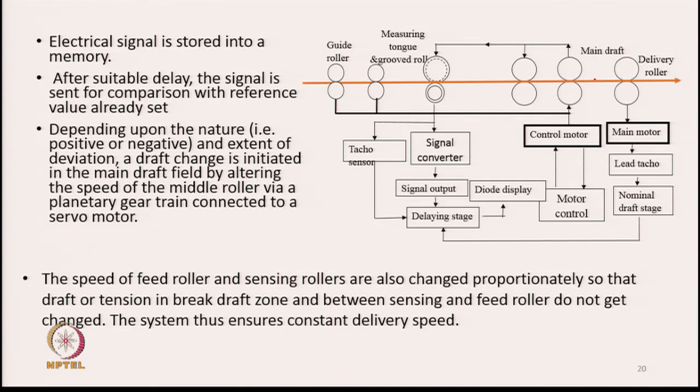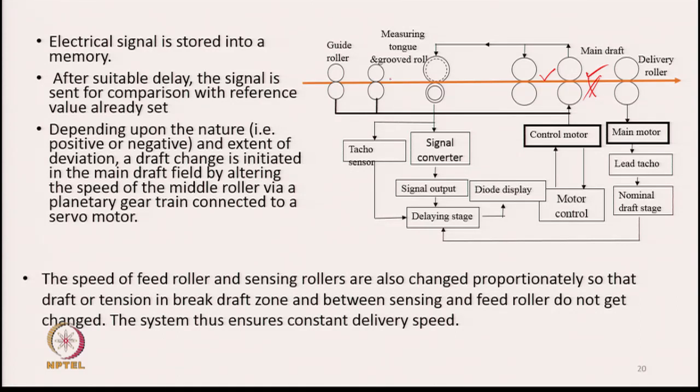We will come to this point. The speed of the feed roller and the sensing rollers are also changed proportionately. When we change the draft, we are changing not only the draft in the main zone, we are also changing the speed of the sensing rollers as well as the guiding rollers, that is feed rollers, so that the tension in the break draft zone and between the sensing and the feed roller do not get changed. So, if I change the draft in the front zone, we have to see that the draft in the back zone should not get disturbed.